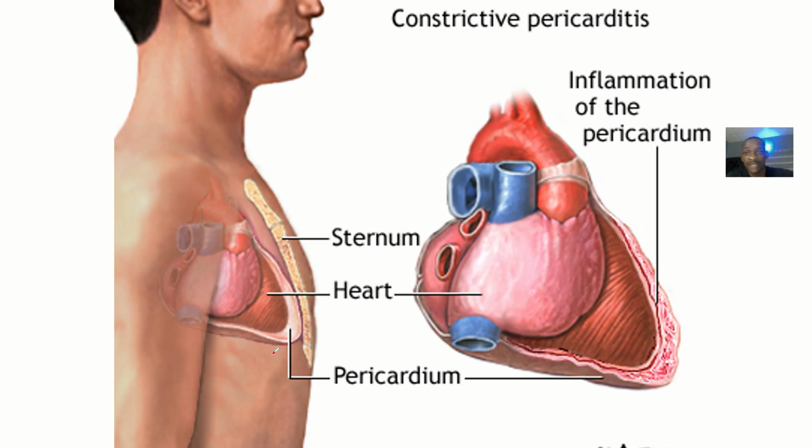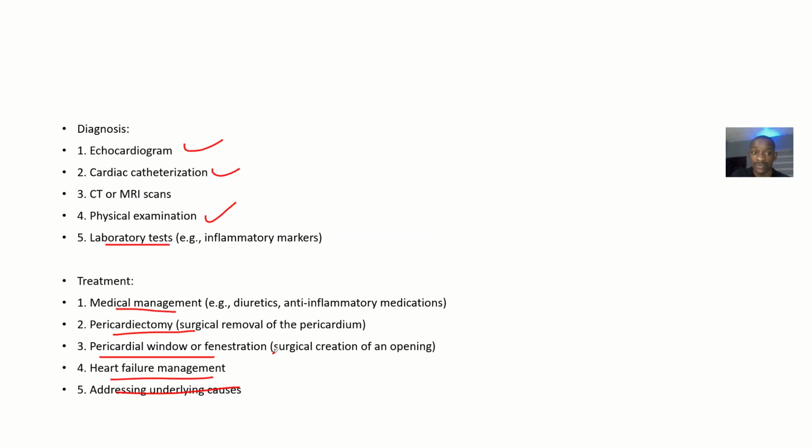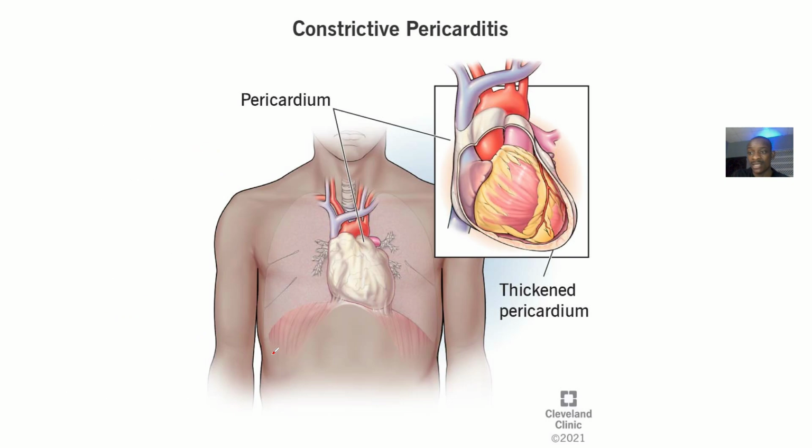So I think that's it for constrictive pericarditis. It's just a type of pericarditis where now there's compression on the heart, okay? Constrictive pericarditis from definition: causes, symptoms, diagnosis, treatment, complications, prognosis, and that's it.